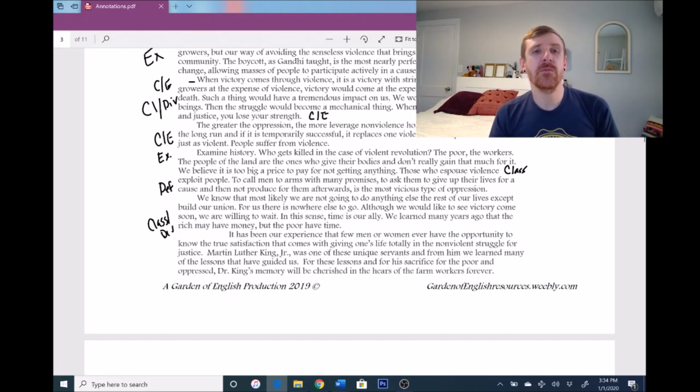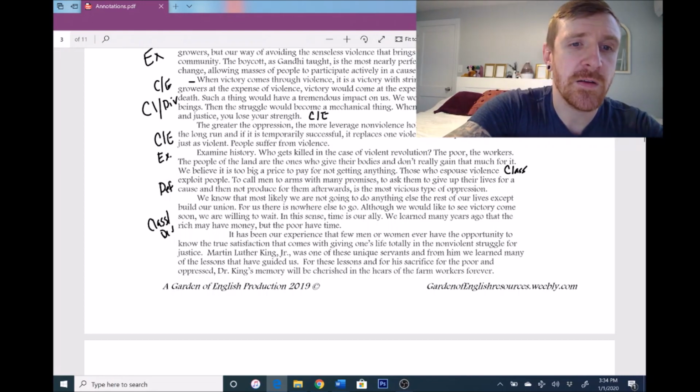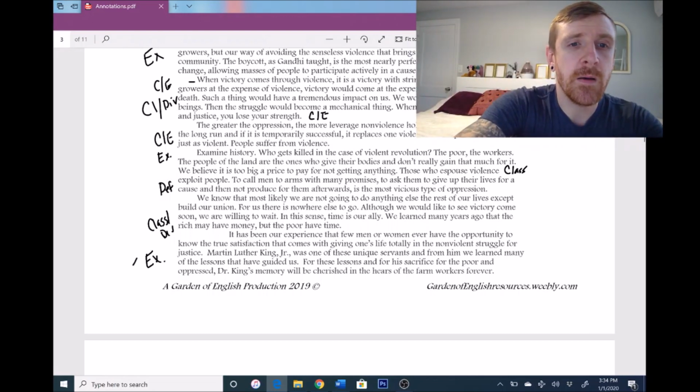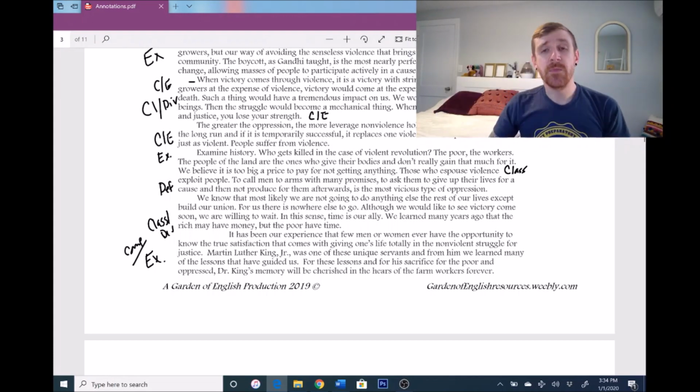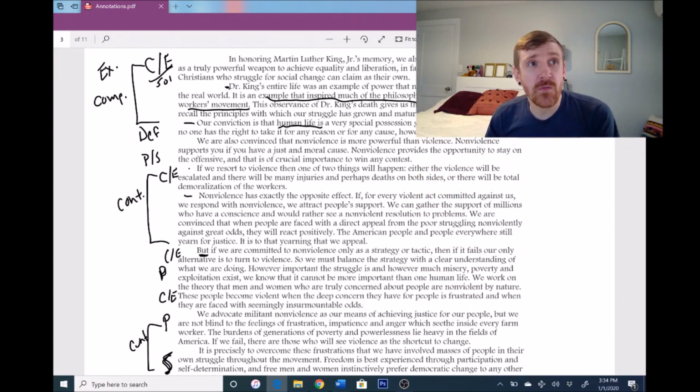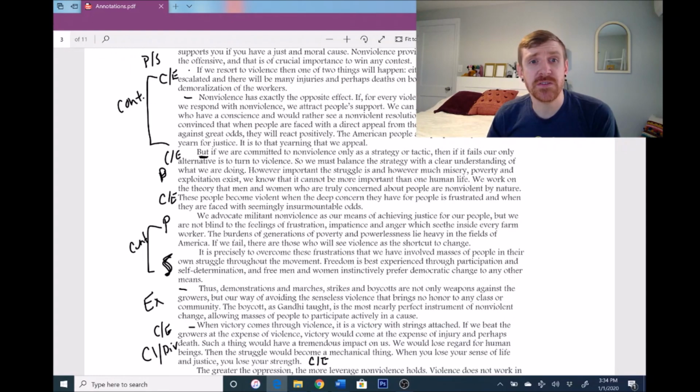And sure enough, we are going to notice that at the end here, he goes back to the example of Dr. Martin Luther King Jr. in order to compare him once again to the farm workers union. So anyway, if you just look as I scroll through here, these aren't a lot of annotations. They can produce good conversations.